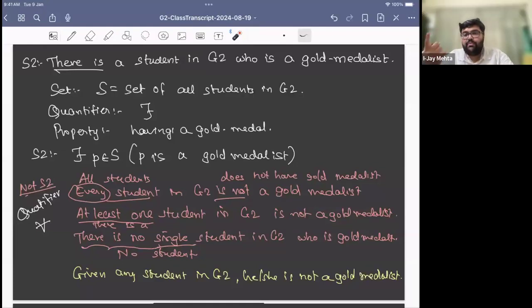Yes, if no one has a gold medal. If we can find even one student who says, yes, I have a gold medal, then the statement will be true. We are looking at when the statement is false. So we have to ask everyone. If one student says no gold medal, we have to ask another student. We have to ask all.